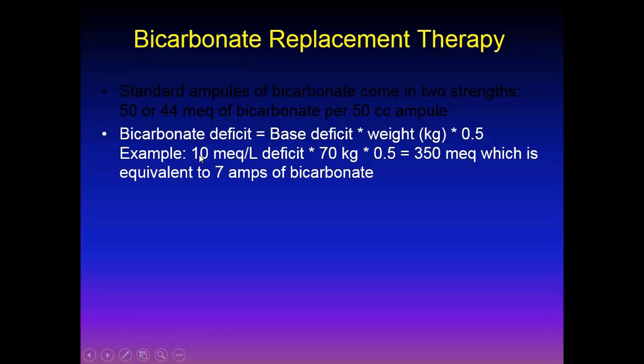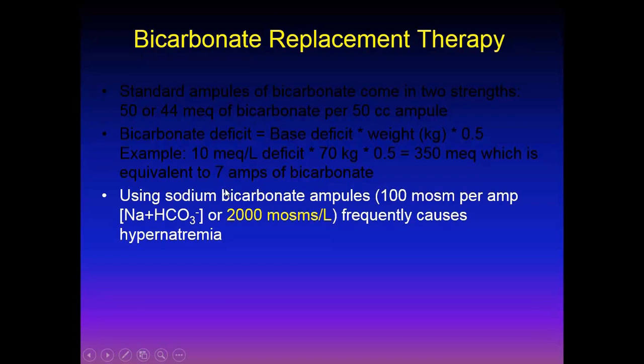If somebody has a base deficit of 10 and weighs 70 kilograms, we use the 0.5 and multiply 70 times 0.5. There's a 350 milliequivalent deficit. Nice number to know, because there are 50 milliequivalents in each amp, so they have a 7 amp deficit. Why do we need to know it's 7 amps? It's kind of nice to know when you're giving 1 amp that you're giving about 1/7 of their deficit. It's much better than giving an amp and having no idea how that compares to the deficit.